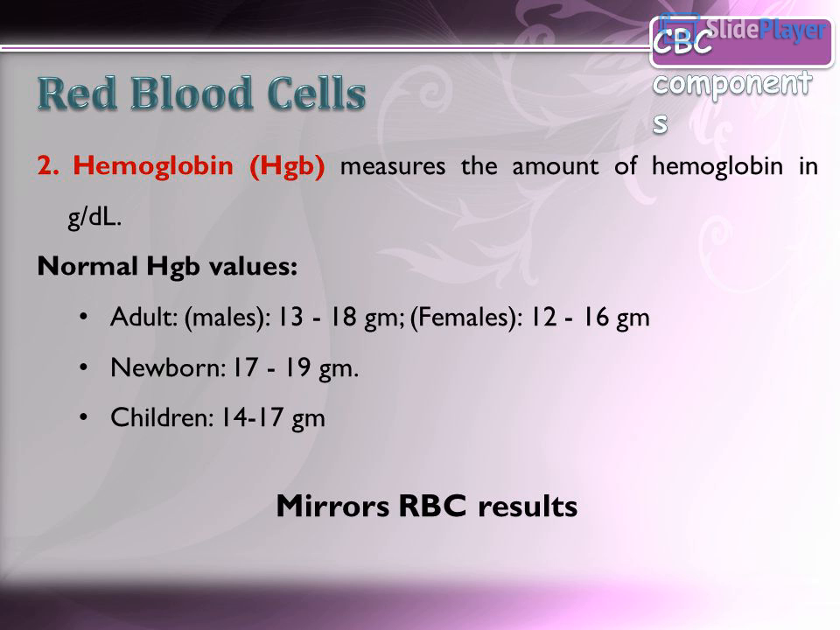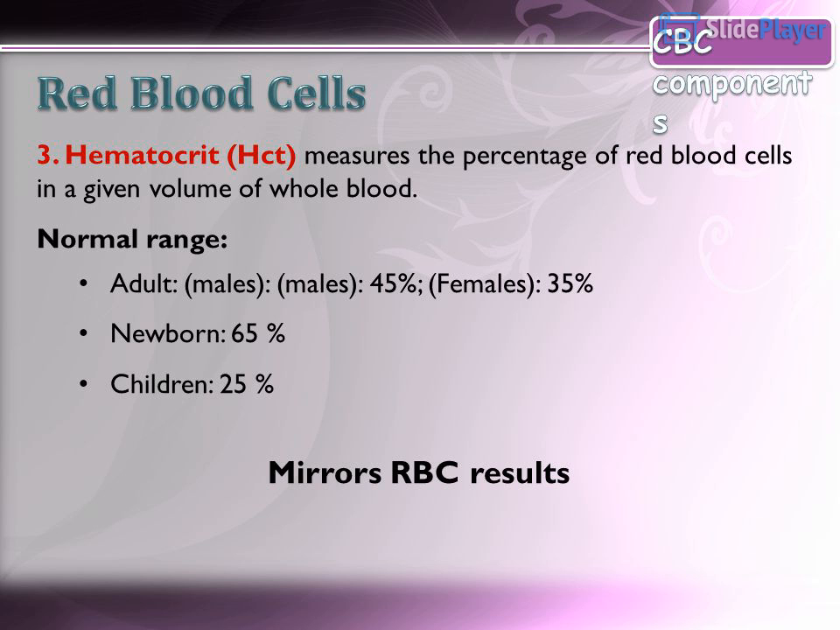Newborn, 17 to 19 grams. Children, 14 to 17 grams. Mirrors RBC results. 3. Hematocrit, HCT, measures the percentage of red blood cells in a given volume of whole blood. Normal range: adult, males, 45%, females, 35%. Newborn, 65%. Children, 25%. Mirrors RBC results.